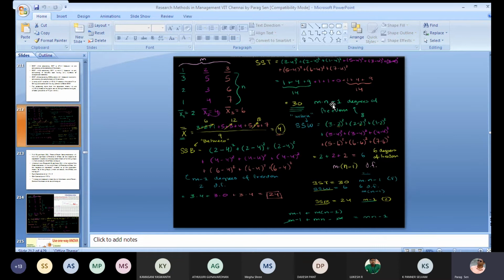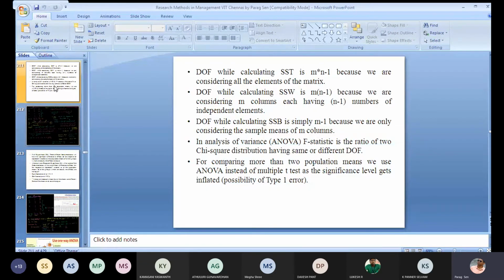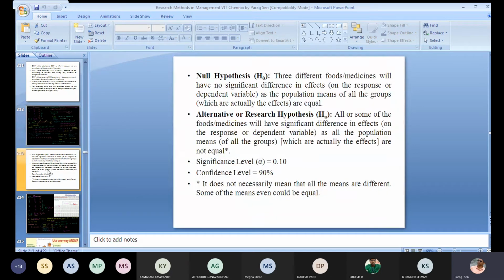Formula wise also you will get the same thing. For the sum of square between, the formula is m minus 1. For the sum of square within, the formula is m into n minus 1. So if you add these two things, you will be getting mn minus 1.